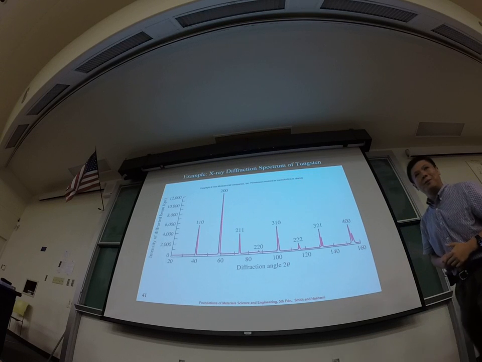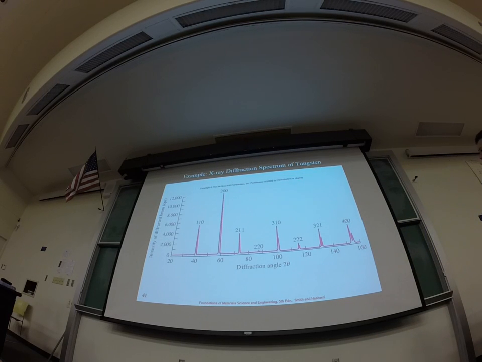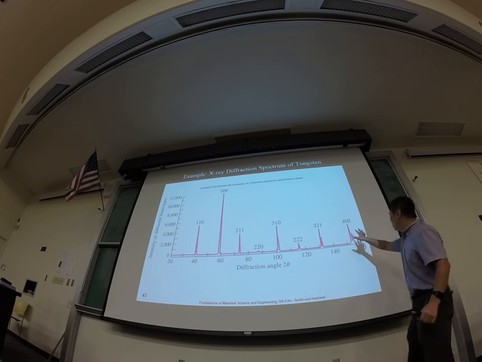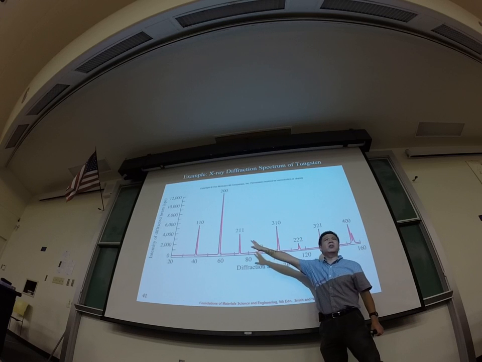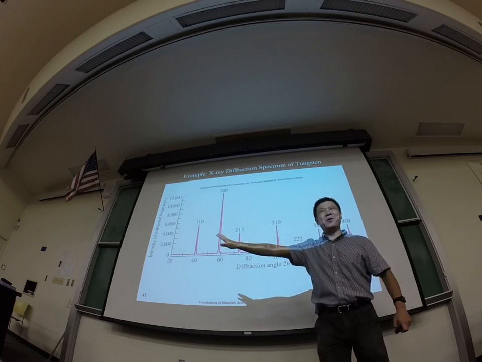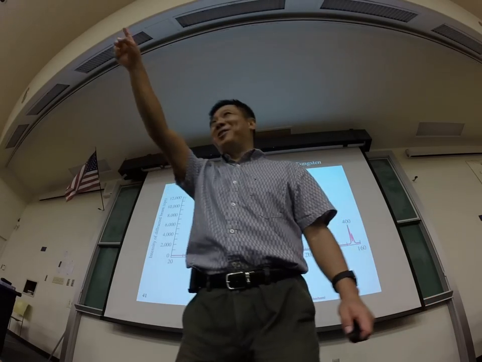Let me ask you a question. Based on that, what will you guess about tungsten? BCC, right? Because when you add up all these numbers, they are all even numbers. So most probably tungsten is a BCC crystal, yes.